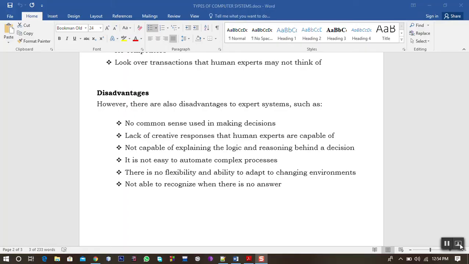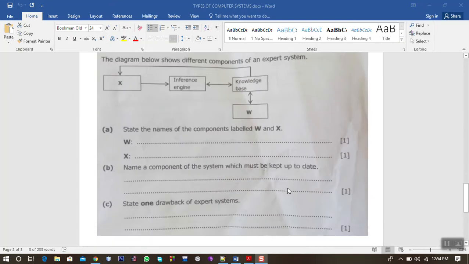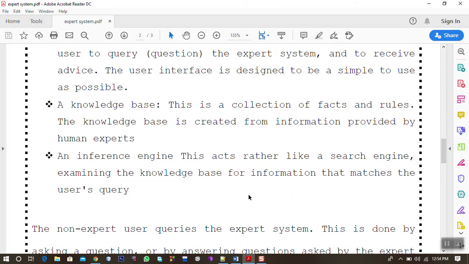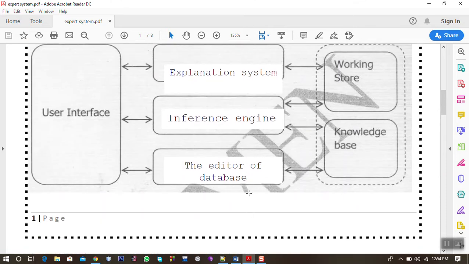So, how do they bring questions? I have a question down here. They're saying the diagram below shows different components of an expert system. There is X, inference engine, knowledge base, there is W. So when you look at this and you compare it to the diagram that I gave you, it looks slightly different, but there are no differences. It's just one and the same.